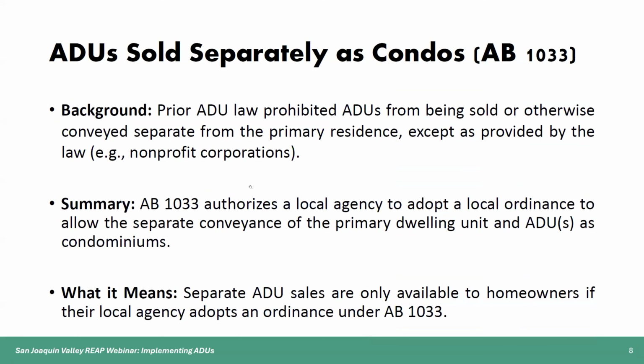The second bill of 2024 that I'll cover is ADUs sold separately as condos. So I'm sure you've all heard of this by now. This went into effect in January. So prior ADU law prohibited ADUs from being sold or otherwise conveyed separately, except as provided by the law. So you should be familiar with some of the exceptions around qualified nonprofit corporations. So what this bill does, it now authorizes a local agency to opt in to adopt a local ordinance to allow ADUs to be conveyed separately as condos.